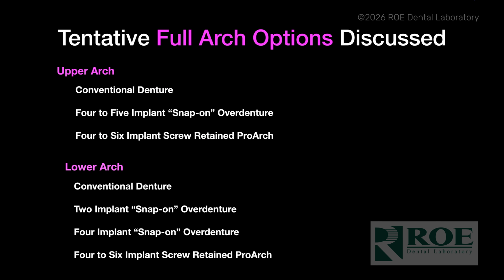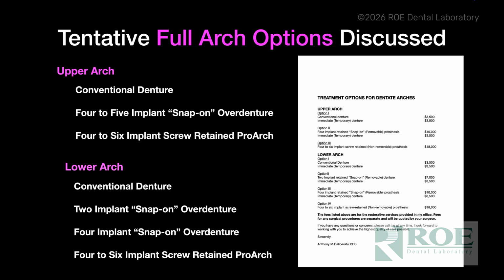In that upper arch, as I said before, I never offer a 2 implant retained overdenture. In the lower arch, because the bone is much stronger, a 2 implant snap-on overdenture is an acceptable option. So instead of 3 options on the lower, we have 4 options.